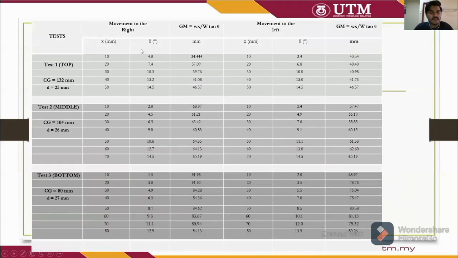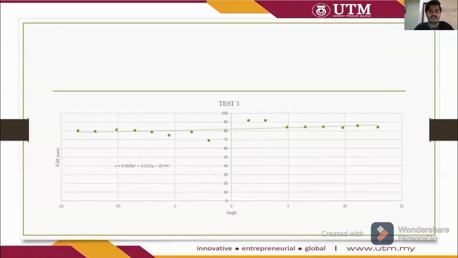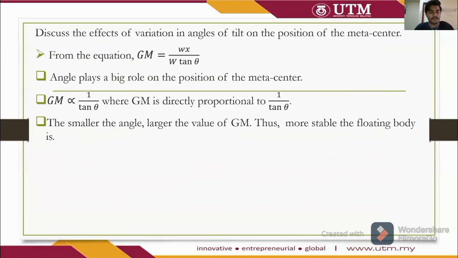When we use different angles, we get a different GM, which shows that the angle affects the GM a lot. It gives a very big impact. GM is directly proportional to 1 over tangent theta: the smaller the angle, the larger the value of GM. Thus, the more stable the floating body is. That's all from me. Thank you.